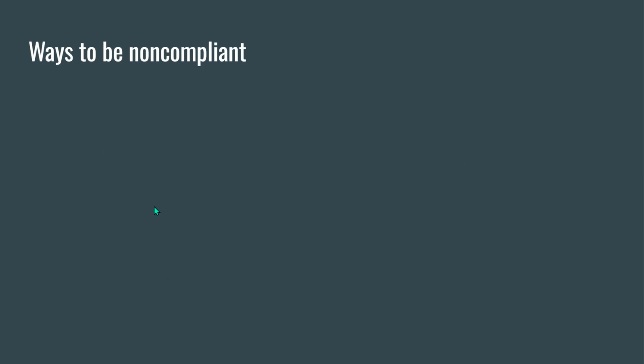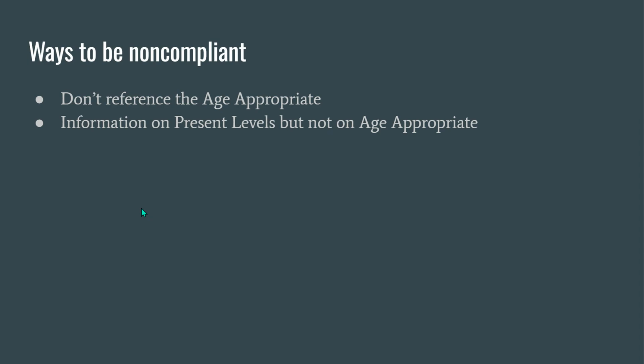So, ways to be non-compliant when writing the PLEP statement. If you don't reference that age-appropriate assessment, if you just start right off with what the student wants to be and you don't tell the reader where the information came from, that is non-compliant. If there is information in the present levels that the reader cannot find in the age-appropriate assessment, it is out of alignment, it is non-compliant.